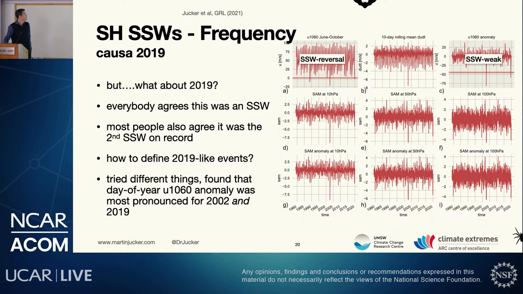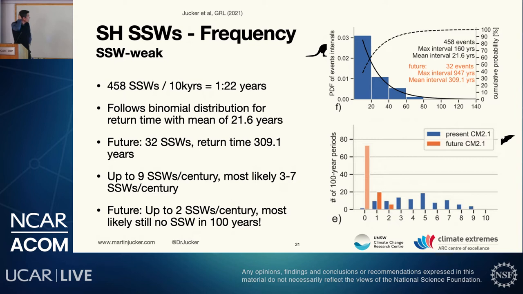So this is just the U1060 anomaly compared to day of the year climatology. And if that goes below 40 years, we say, OK, this is a 2019-like event, which we call SSW weak, because it's just a weaker vortex. So we do the exact same thing. And now we found that there's about one every 22 years happening of these things. And the binomial fit, again, looks very nice. And so we can do the same things, but I'm not showing this here. Maybe I'll be showing it later. And I'll jump right away.